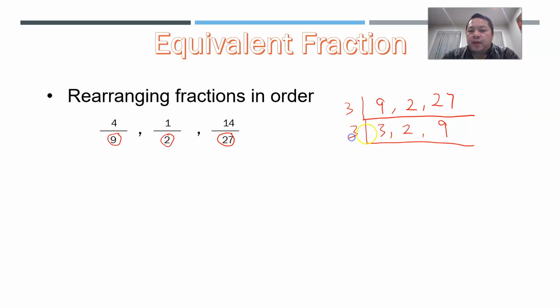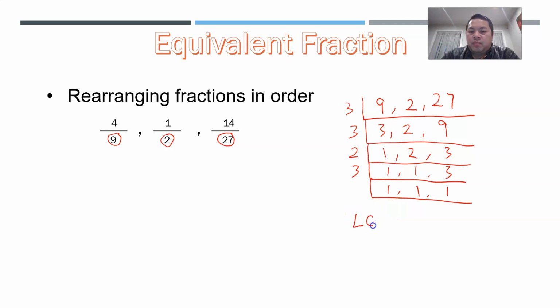I can divide by 3 again. 1, 2, 3. Divide by 2 again. I get 1, 1, 3. By 3, 1, 1, 1. So the lowest common multiple is actually 3 times 3 times 3 times 2, which is 54. So 54 is the lowest common multiple.